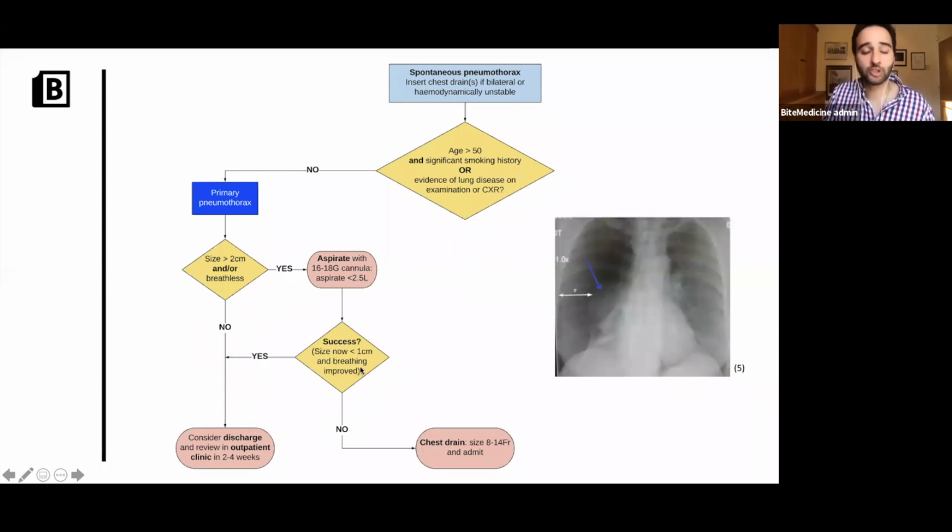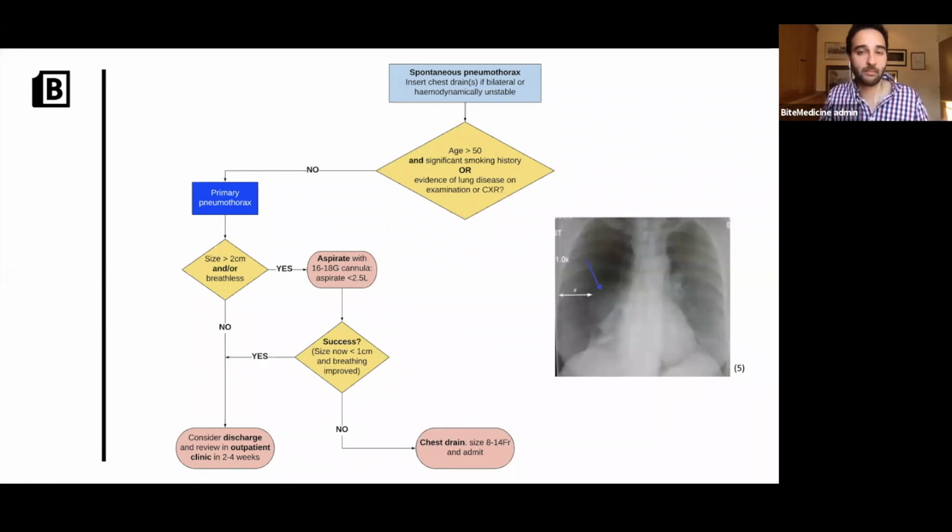If they're still short of breath and the size hasn't reduced to less than 1 centimeter, then we pop a chest drain in. Essentially, the most conservative management is sending them home. The next step up is aspirating, because you're not leaving a tube in there, you're just taking out air. Even more drastic than that is putting in a chest drain. So if aspiration fails, you pop a chest drain in, and that's 14 to 18 French, so a small bore chest drain.